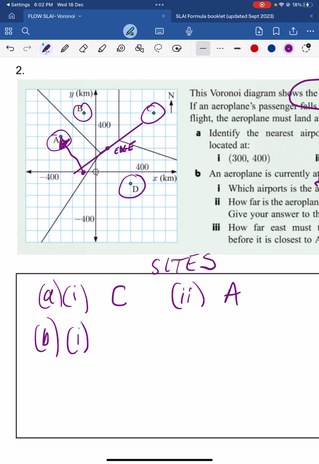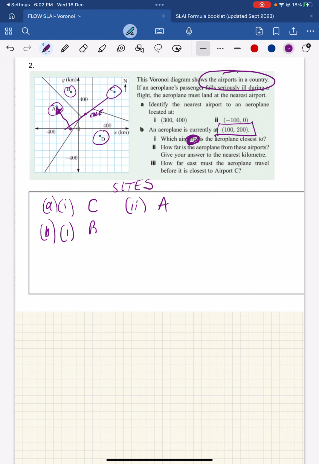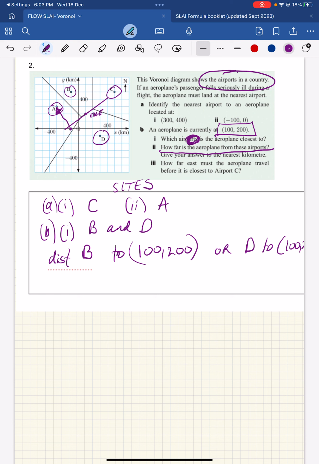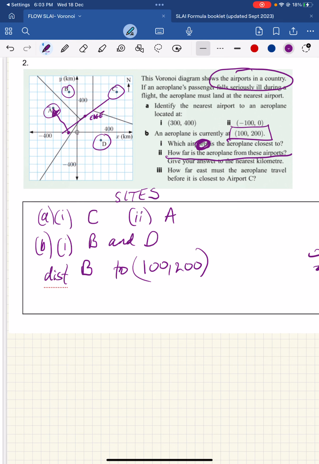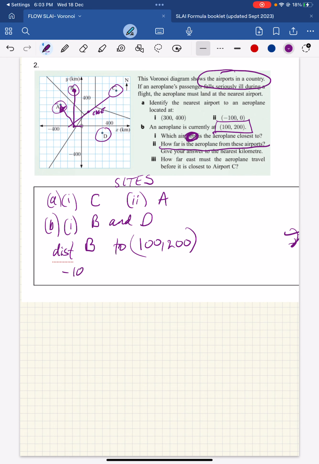So the answer here, and it's kind of hinting to you, is saying which airports. So this is actually B and D. And how far is the airplane from these airports? So we want to find the distance from B to that little dot that we made at 100, 200. Or we could do the distance from D to the point we made, because it's the same. I've run out of space there, so I'm going to do it from B. The best thing to do for the distance formula is write down the coordinates of B. B is at negative 100, 500. This is one point, and this is the other point.